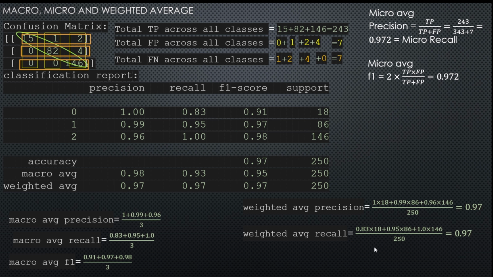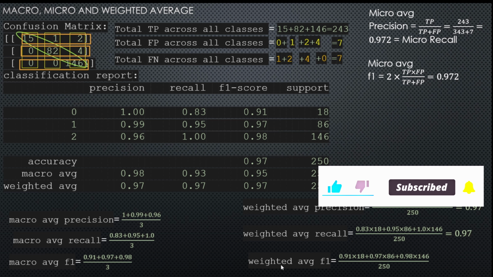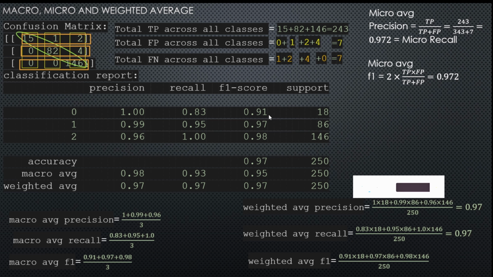I do the same thing for recall, 83 into 18, and 1 into 146, matching here. And then for weighted average of F1, I do the same thing, 91 into 18, and 97 into 86, and 98 into 146. That's all about the confusion matrix and the precision, recall and F1 calculation for balancing either the positive or the negative class ratio, and then finally applying them in a multi-class scenario. See you in the next tutorial.